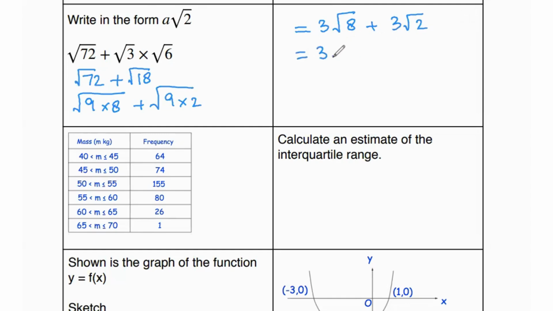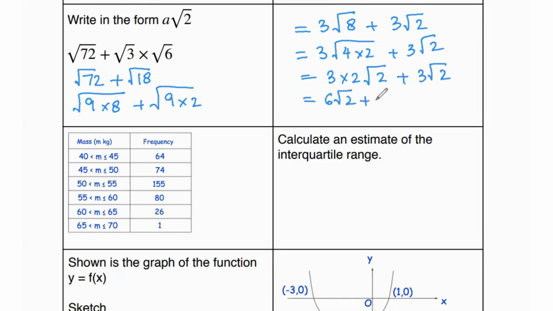Now, if we split 8, 8 is 4 times 2. And as you can see, 4 is also a square number. So that comes outside as 2. And we can see that both the roots have 2 inside them now. So that's 6 root 2 plus 3 root 2. And since the roots have the same number, we can easily add them, giving us 9 root 2. That is your simplified answer.